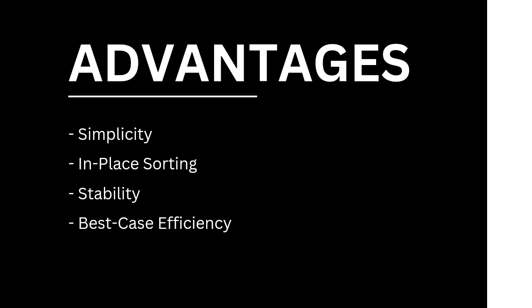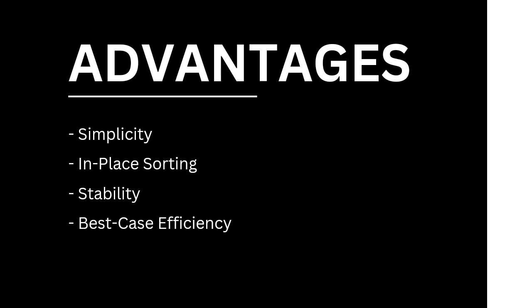And stability, which preserves relative order. Bubble sort is a stable sort, which means it maintains the relative order of equal elements in the input list. This can be important in certain applications where the order of elements is significant. And then there is best case efficiency, the fourth one. What it means is that it is efficient for nearly sorted data. If the data is almost sorted, say half the elements are sorted but half is totally messed up, then it will be efficient because it's semi-arranged data.